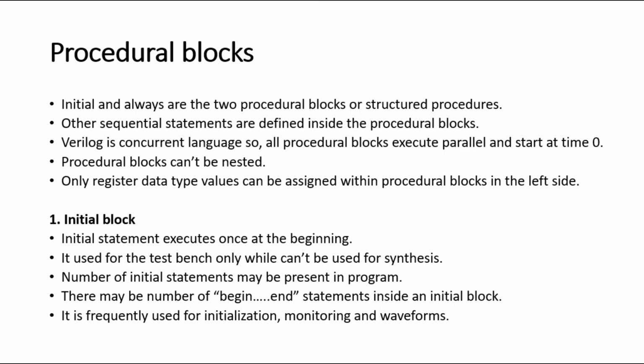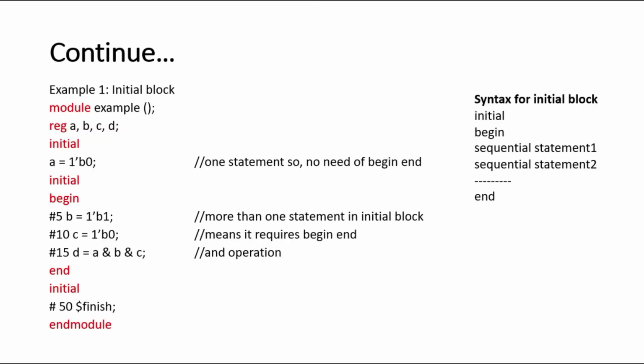The difference between the initial and always procedural blocks is in the way of execution. The initial block executes the statements only once, while the always block executes in a repetitive manner as long as the event condition is true. The initial block is used for test benches and not for synthesis. A number of initial blocks may be in a program but not in nested fashion. If there is more than one sequential statement in a procedural block, then begin and end statements must be used. An example using the initial block is given here.